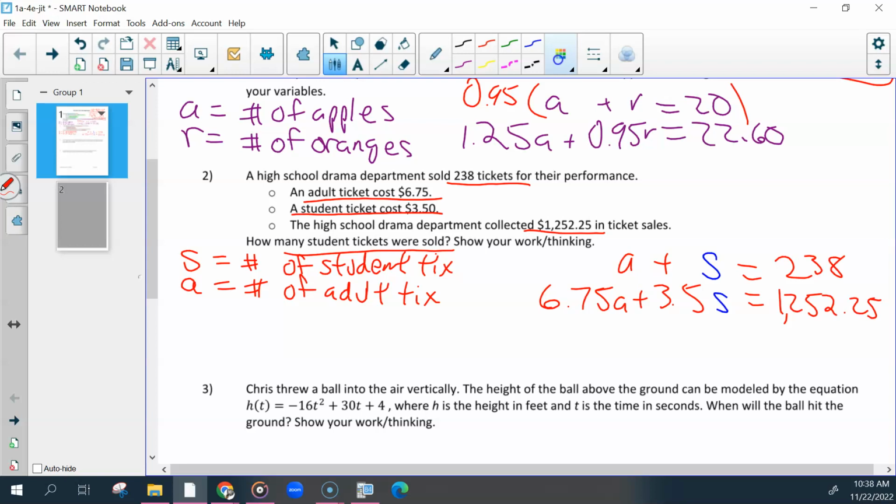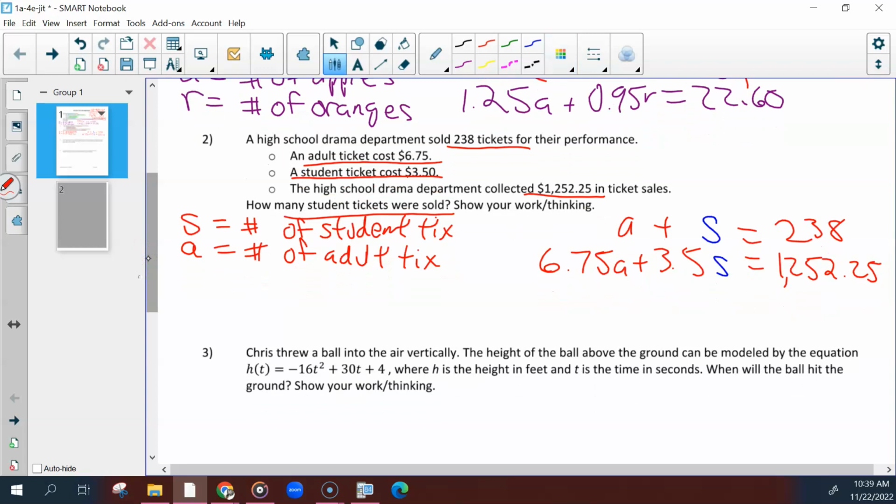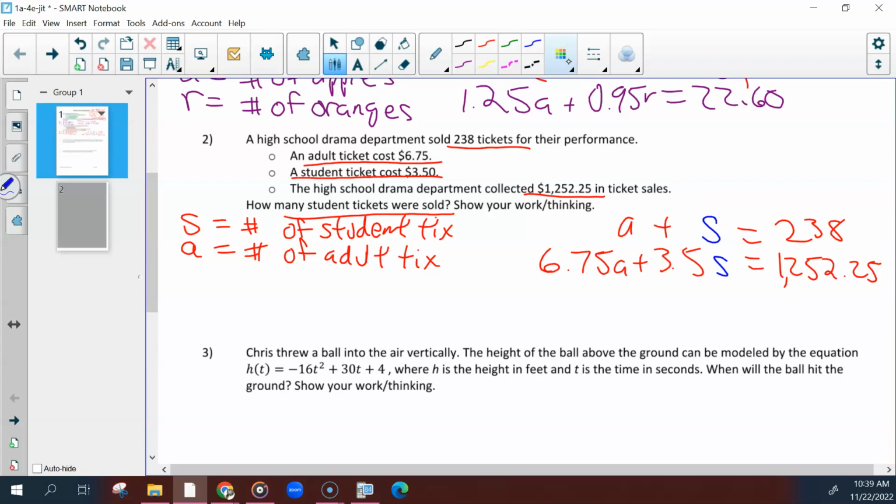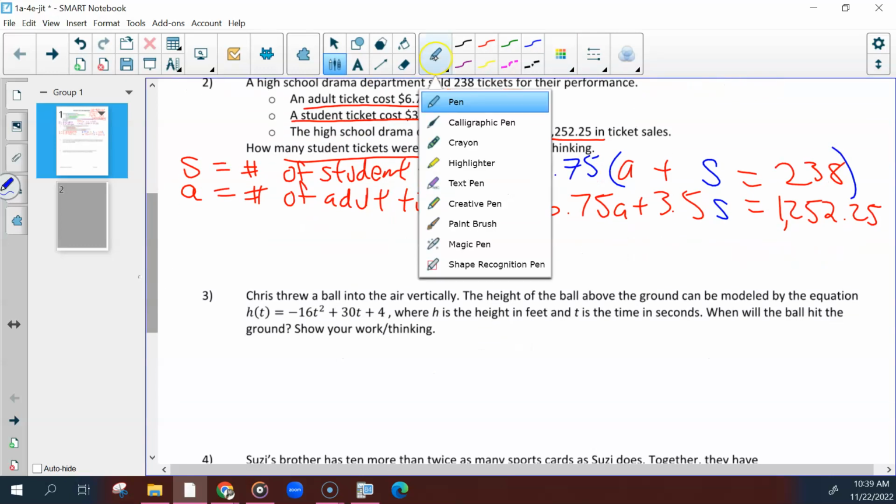And then again, this is a good elimination problem because we are only looking for student tickets. You could solve these each by graphing, substitution, or elimination. Just elimination works a little bit better for this one. If you did substitution, it would also work because you could solve for one. So we would get rid of adult tickets. So these would have to be the same. So you can multiply these by 6.75. And I'm going to rewrite this here.